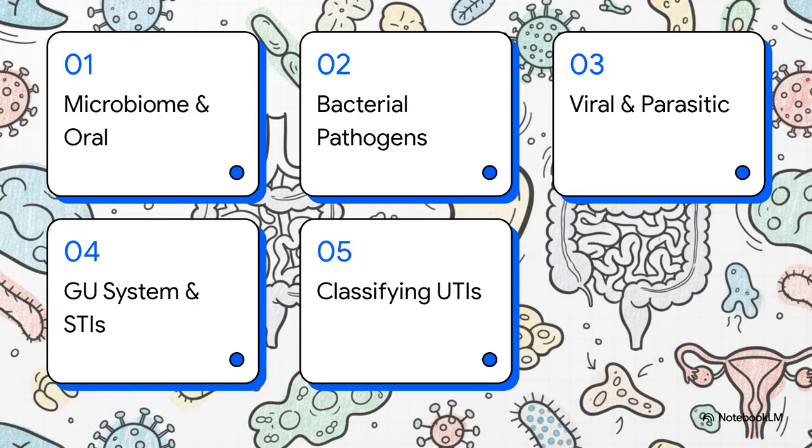Okay, here is our roadmap for today. First, the GI microbiome and oral diseases. 2. Bacterial GI pathogens. 3. Viral, fungal, and parasitic infections. 4. The GU system and STIs. And finally, classifying UTIs. Let's get into it.